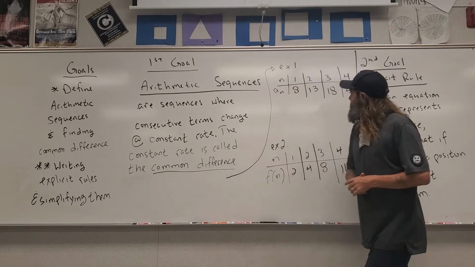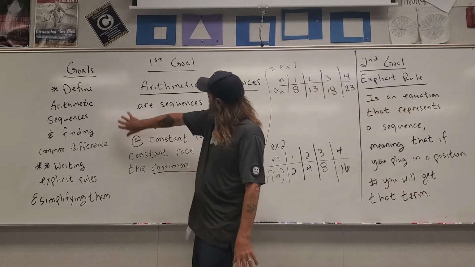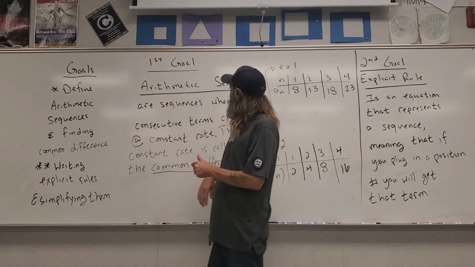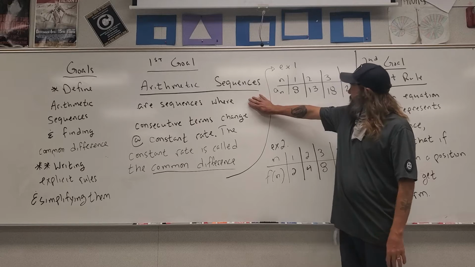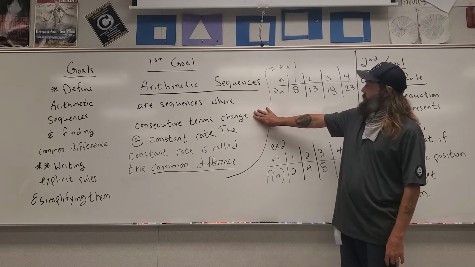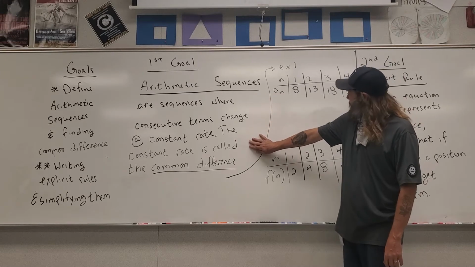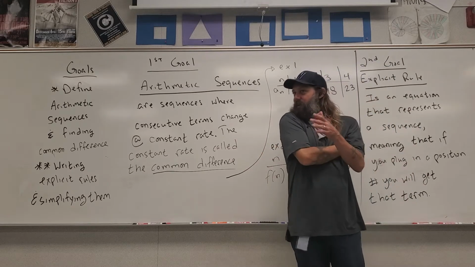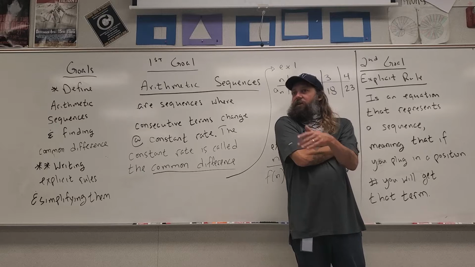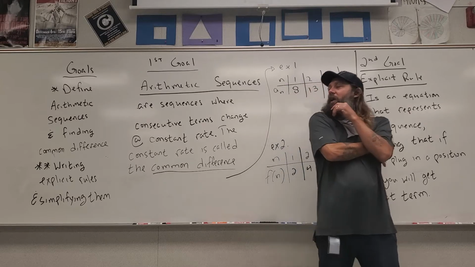All right, so let's go ahead and jump into our first goal, defining arithmetic sequences and finding the common difference. Remember, if I write it, you write it. Arithmetic sequences are sequences where consecutive terms change at a constant rate. The constant rate is called the common difference. Remember, sequences are events that happen in order. First event, second event, third event.